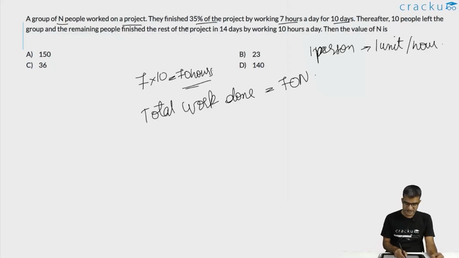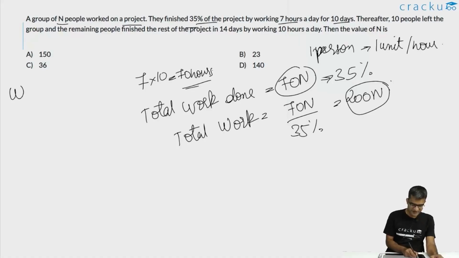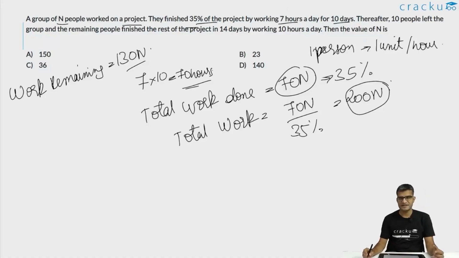Now they have completed 35% of the work. This is 35% of the work, or the total work that needs to be done, the actual work that has to be done is equal to 70N divided by 35%, which is equal to 200N. So out of this 200N, they have done 70N. So work remaining is equal to 130N. Now this is done by N minus 10 people, because 10 people have left the group. So the number of people remaining is N minus 10.